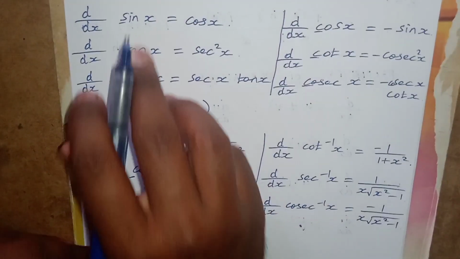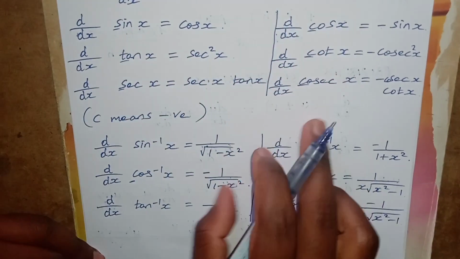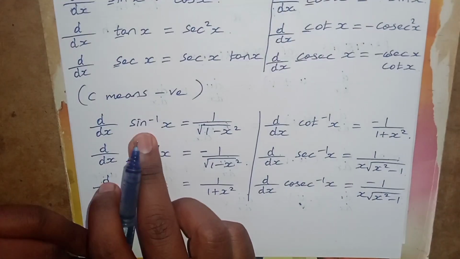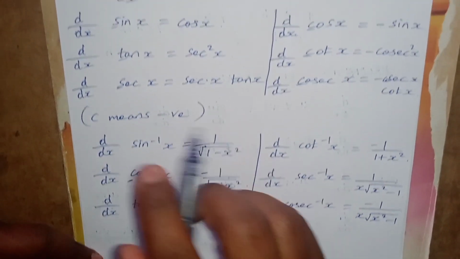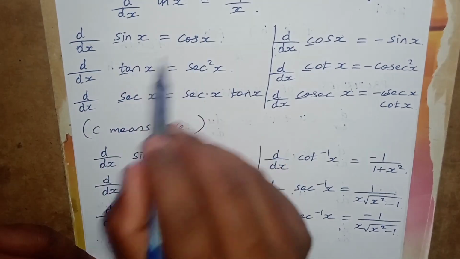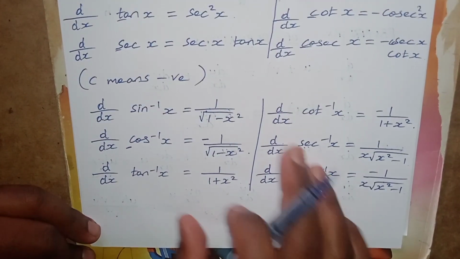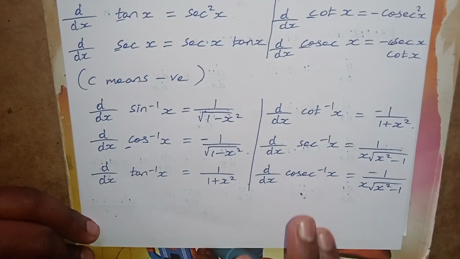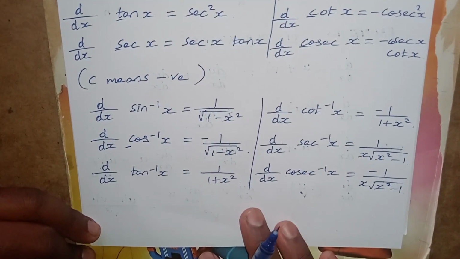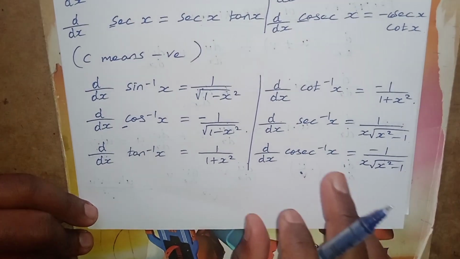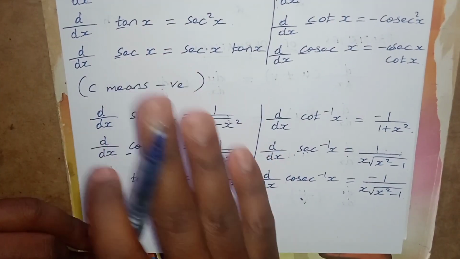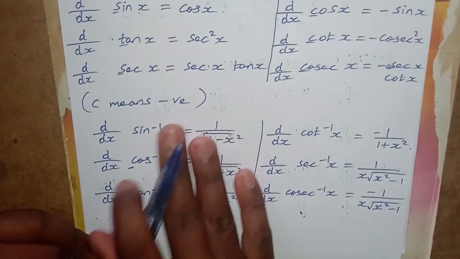Here they are my trigonometric functions. Here they are inverse trigonometric functions. If you differentiate one time, we will get similar terms. You have to memorize these terms. These are the important formulas for derivatives. You should be very clear with these formulas.